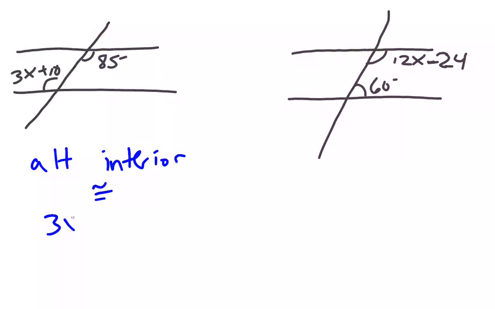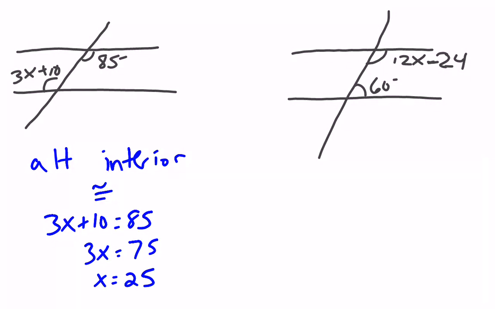So 3x plus 10 equals 85 degrees. Subtract the 10 over, and I get 75. Divide by 3. 3 quarters gives me 75 cents, so that's going to be 25. That leaves my last one to be consecutive. Consecutive means that they're the next angle, and those are always on the inside.